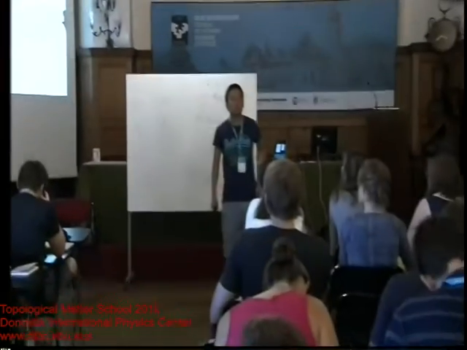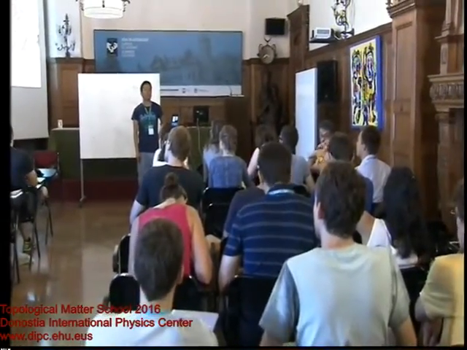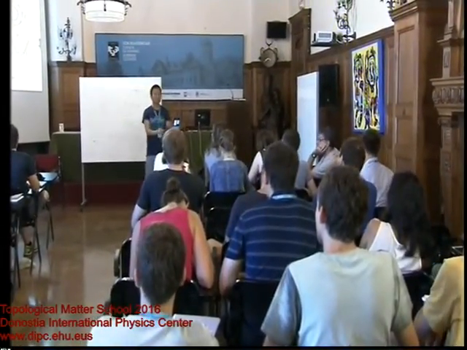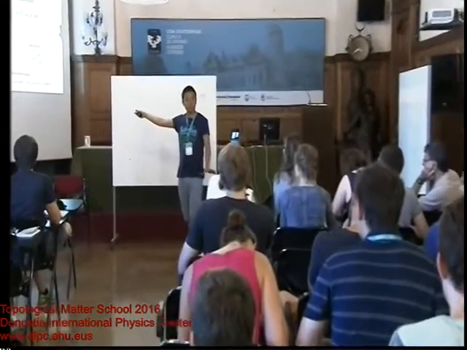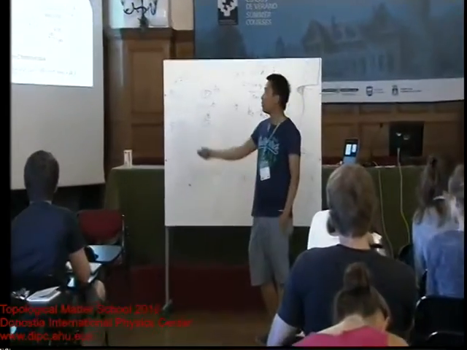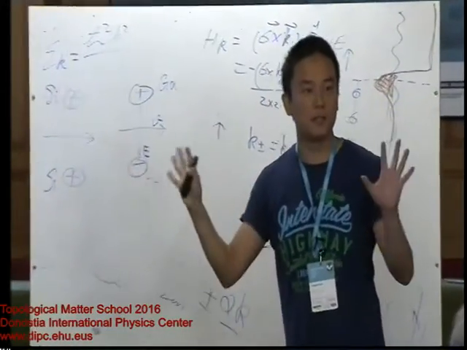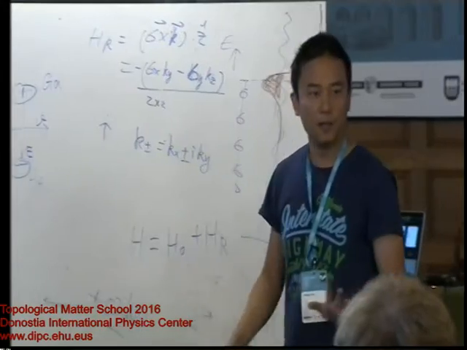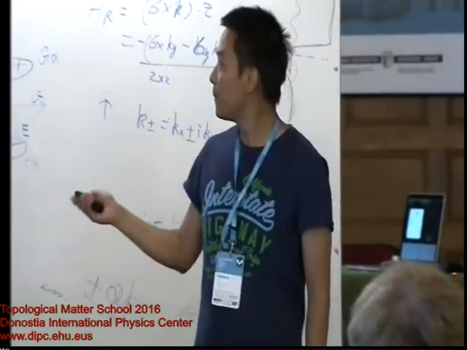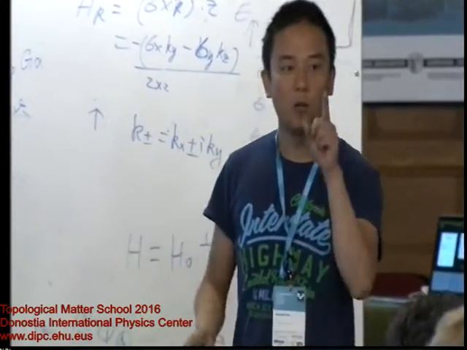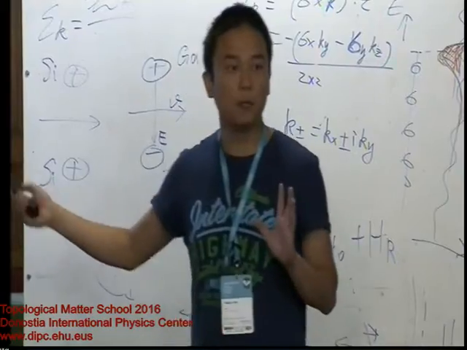Sorry, can you repeat the question? Yeah, in the bulk. Just think in the bulk. Now the electron is inside the bulk. Yeah, Rashba only refers to the surface. This is just because of historical reasons. Yeah, very good question. This Hamiltonian here actually is a 3D one.